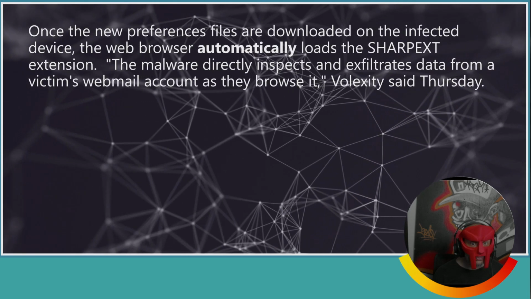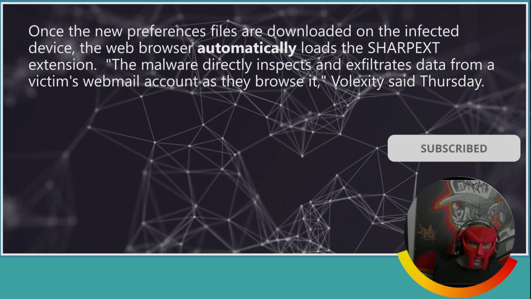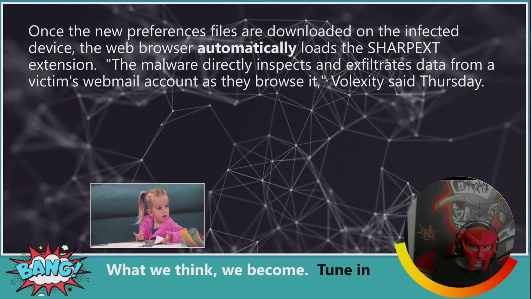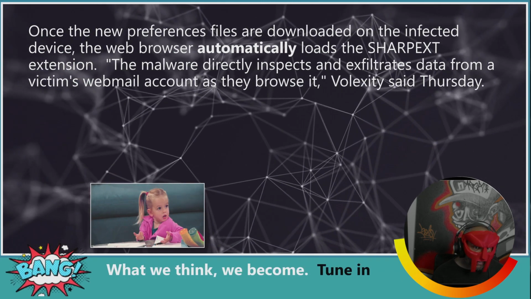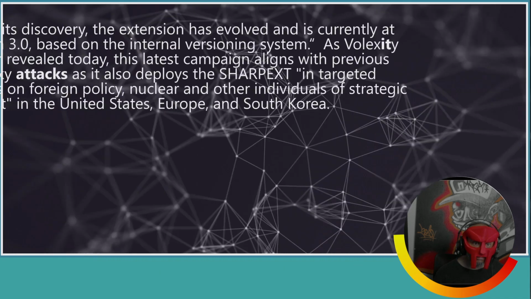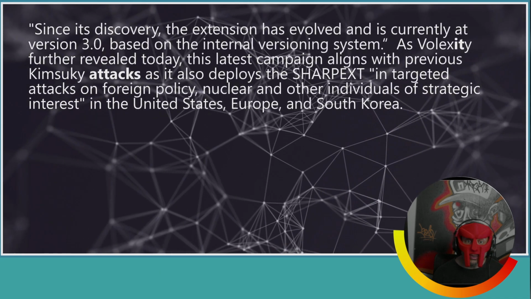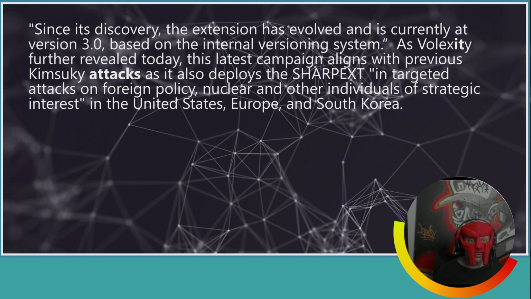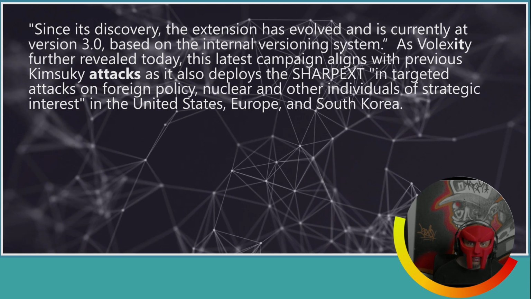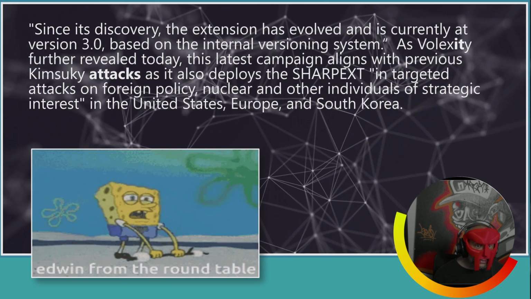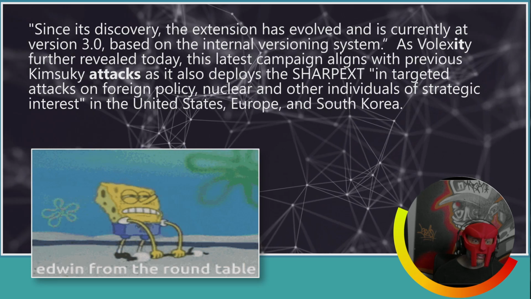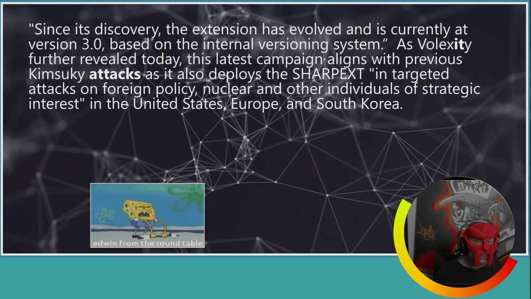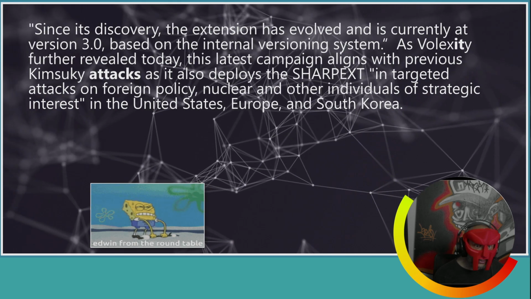Once the new preferences files are downloaded on the infected device, the web browser automatically loads the SHARPEXT extension. The malware directly inspects and exfiltrates data from a victim's webmail account as they browse it, Volexity said. Since its discovery, the extension has evolved and is currently at version 3.0 based on the internal versioning system. As Volexity further revealed, this latest campaign aligns with previous Kimsuky attacks, as it also deploys the SHARPEXT in targeted attacks on foreign policy, nuclear, and other individuals of strategic interest in the United States, Europe, and South Korea.